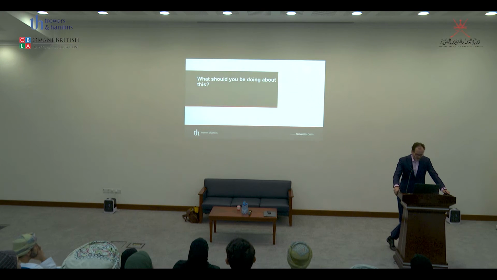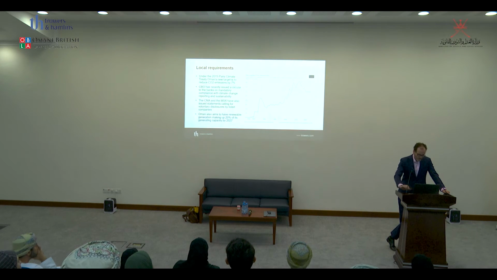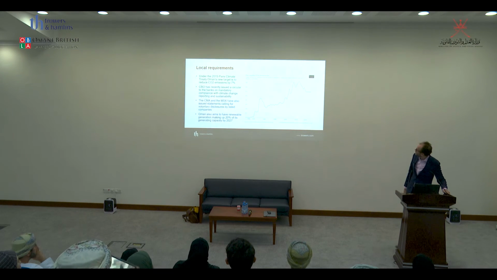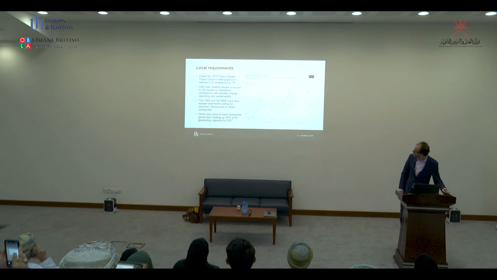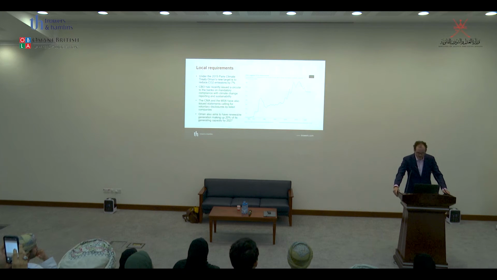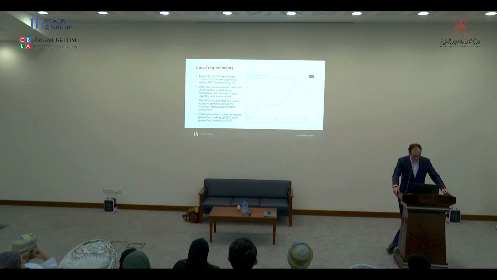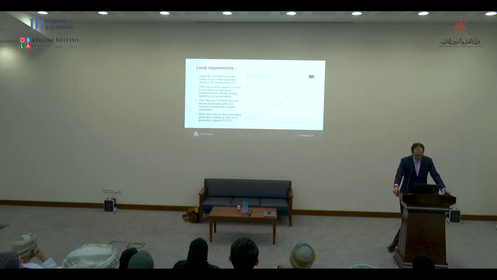So, what should you be doing about this? That graph is Oman's CO2 emissions, which I was quite surprised by actually. I don't quite know why it peaked in 2015, but it is reducing, which is a good thing. So, Oman signed up to the Paris Climate Treaty. It's put two submissions in. I think it has now agreed to reduce its emissions by 7%. I don't know, that's probably because it's already done that by the looks of that graph.